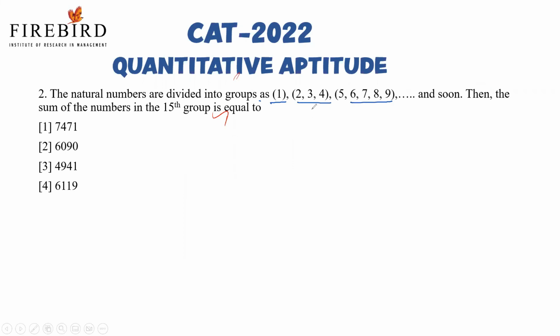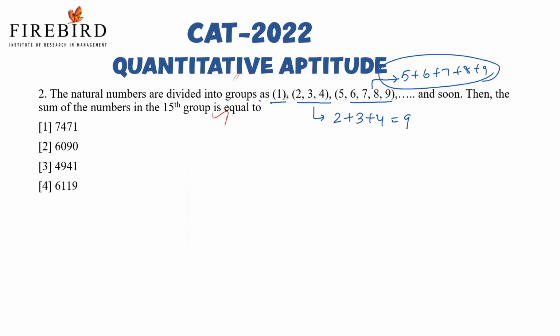See, if I ask you what is the sum of numbers in the second group, you'll say 2 plus 3 plus 4, right? What is 2 plus 3 plus 4? 9 is the answer. If I ask you what is the sum of numbers in the third group, it is nothing but 5 plus 6 plus 7 plus 8. It is easy to answer that, but you have to similarly find the sum of numbers in the 15th group. So here the first group is 1, and the second group starts with 2 and ends with 4. And see the third group, it starts with 5 and ends with 9, right?